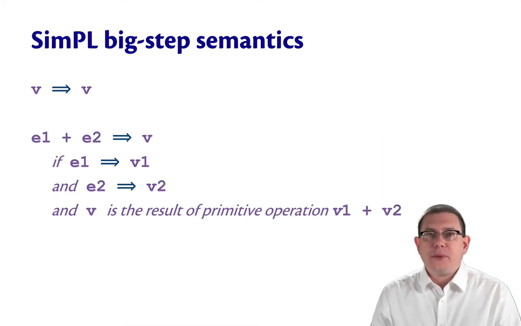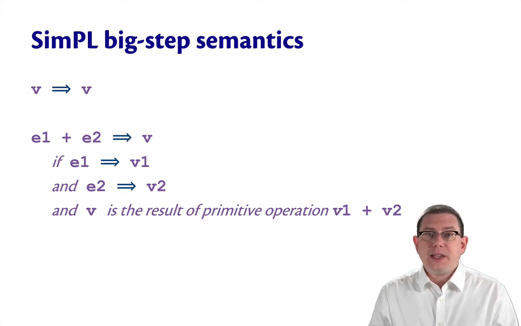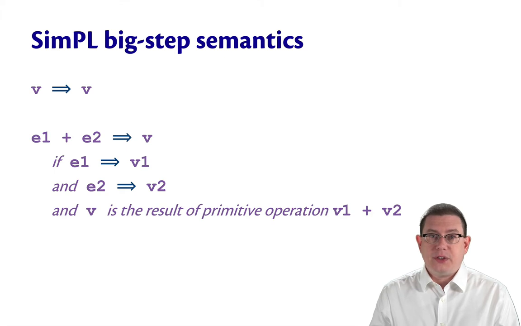A binary operator, e1 plus e2, big steps to v, if three other things hold. First, e1 must big step to v1, a value. e2 must big step to v2. And v must be the result of doing the primitive operation, v1 plus v2.